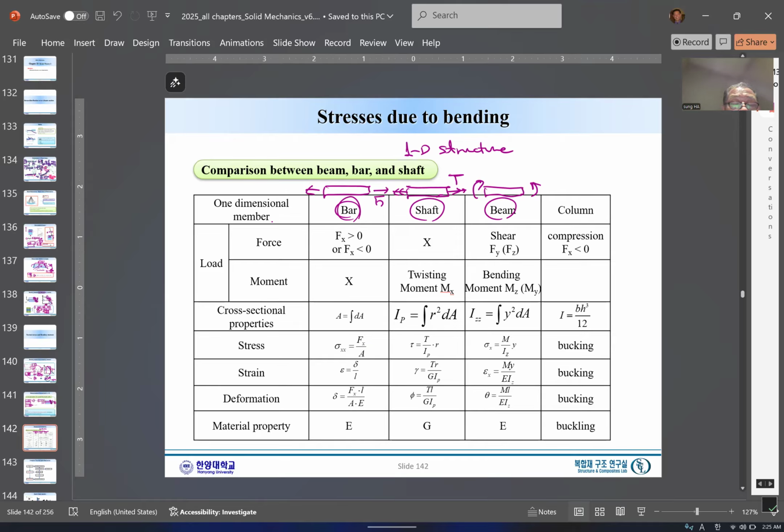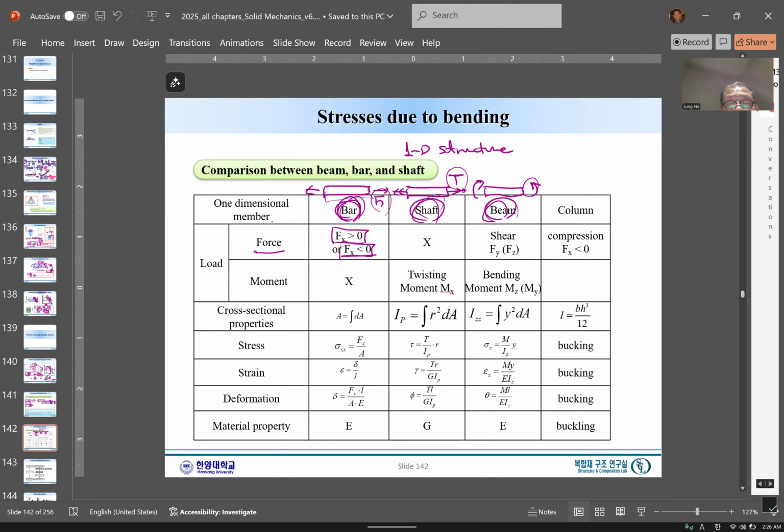And now, okay, this is the name of the member. The name of this structure doesn't come from its shape, but from the force. See what kind of force we apply, then this member would have a name: bar, shaft, or beam. The force we apply in the bar is either tension or compression.